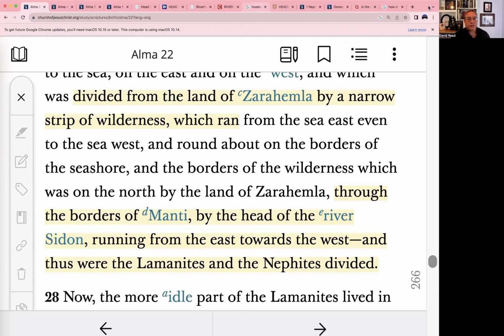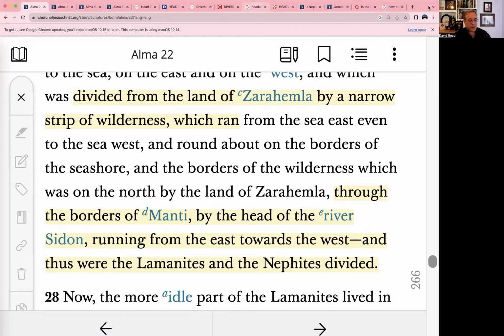In this video, I'm going to take a look at what a head of a river is and what it might have meant in the Book of Mormon. First, we're going to look at the head of the River Sidon and its occurrences in the Book of Mormon. So I'll take a look at the 4 locations in the Book of Mormon that refer to the head of the River Sidon, and we'll see what we can discern from those 4 references.